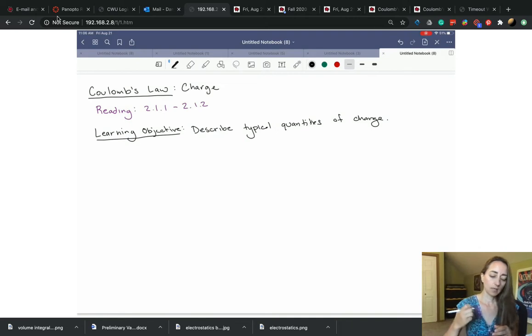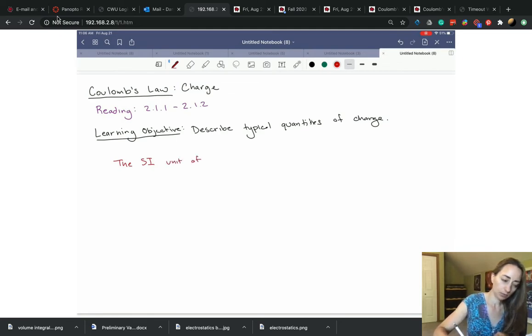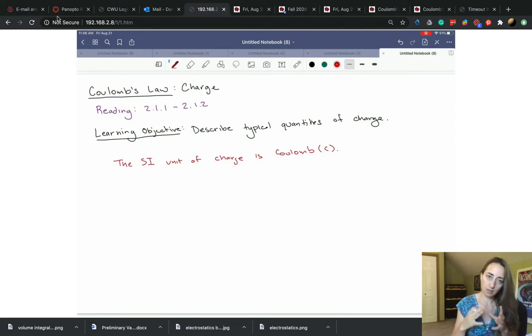Okay, so I talked about in the last video on units that the standard unit of charge in our SI unit system is called the Coulomb, abbreviated with C. And the fundamental quantized charge, okay, that's actually pretty important.